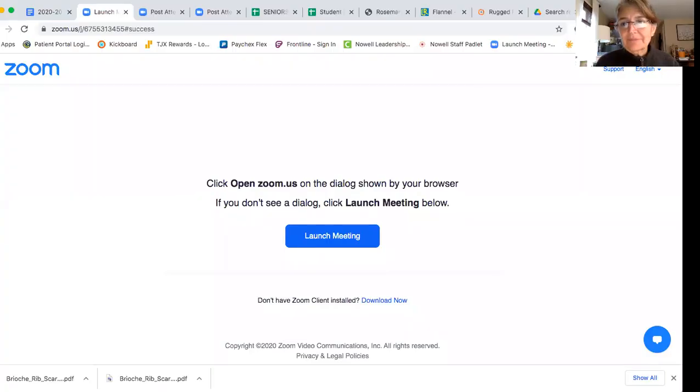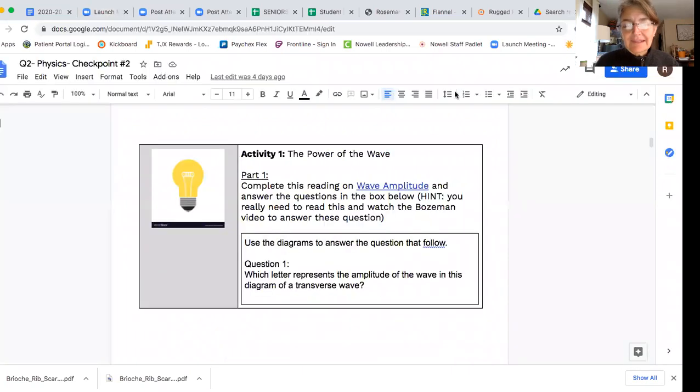I'm going to walk you through checkpoint 2 in physics. Let me share my screen and let's find our checkpoint. Here it is.